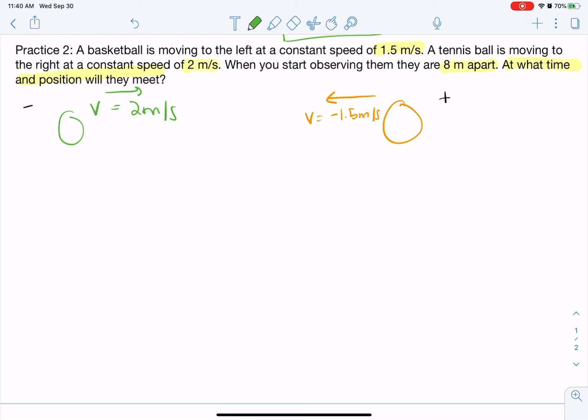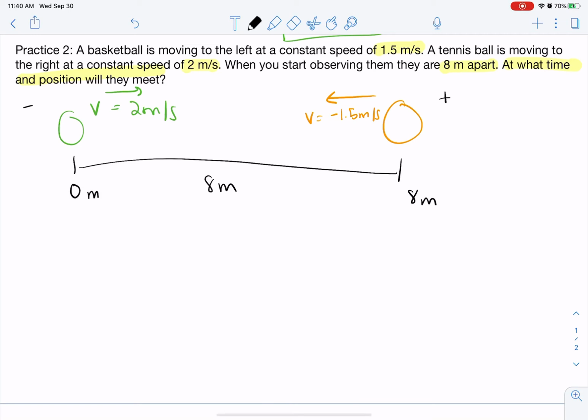And now we need a position, okay? We know that they are 8 meters apart. So what that means is we can set either one of them as 0 and the other one as 8. I'm going to set the tennis ball as 0 and the basketball as 8 meters. And these will be our starting positions. The reason we can do this is because you can set your 0 point wherever you want. The only thing is if I put my 0 here, then this would have to be negative 8. Okay? Because of where I put my positives and negatives.